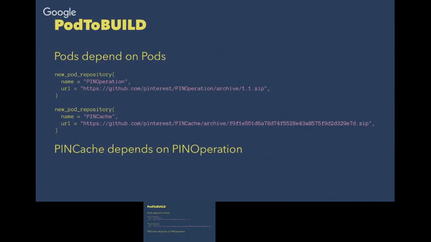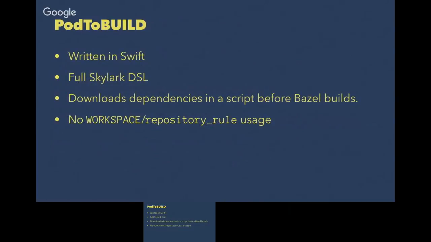So anyways, back to Pod to Build. Like every other dependency in Bazel, you have to flatten your dependency graph into the workspace file. So you have multiple pods that depend on pods. In this example, PINCache depends on PINOperation, so we have both of these new pod repositories declared in the workspace file.